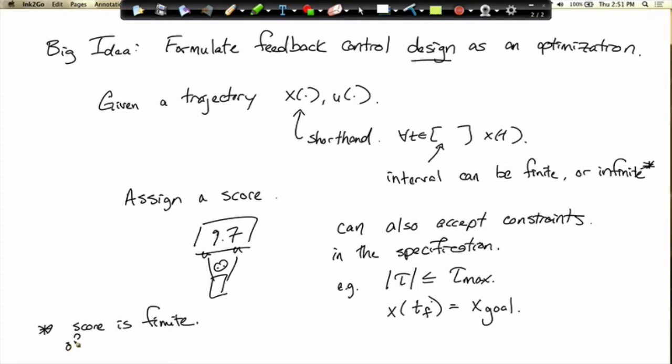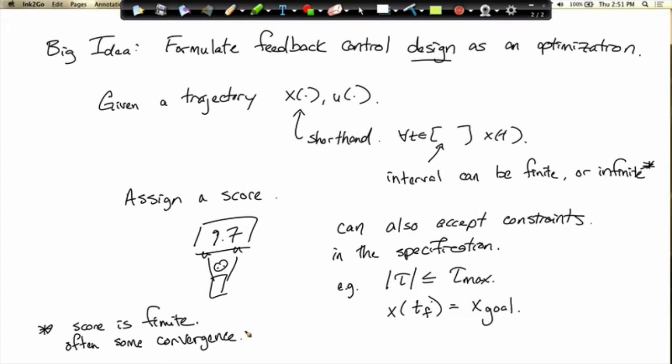And often, that implies that there's some convergence, that x and u go to some constant value, to some fixed point, for instance. And then it's easy to talk about an infinite solution. And we'll get into that as we see the exact formulations. Okay, does that make sense? The idea of just giving a score for a performance of a robot, right?